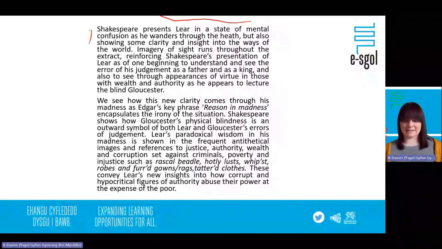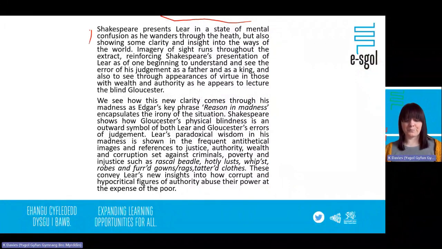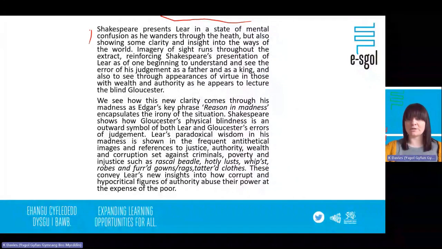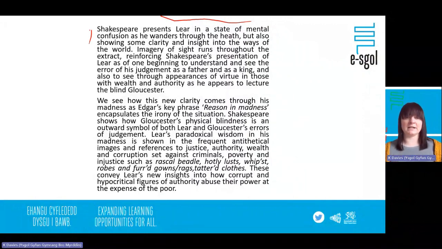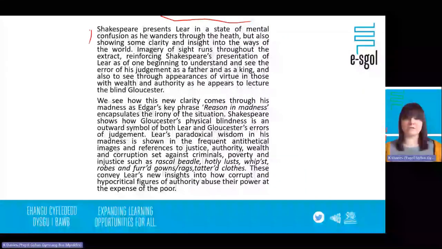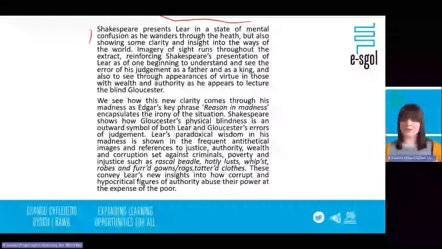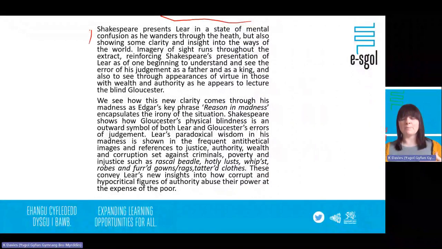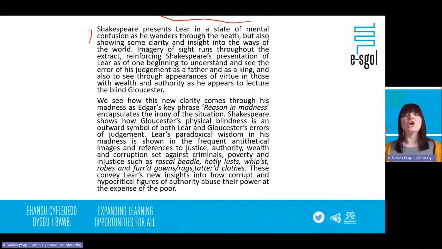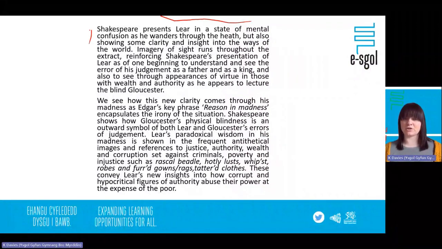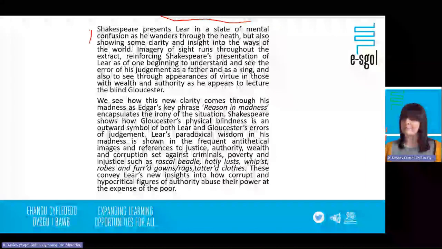You've also got towards the end here the use of the short, precise, specific textual support. So towards the bottom here, in the second paragraph towards the end, you've got use of rascal, beadle, hotly lust, it's in italics here, whips, robes, furred gowns, rags and tattered clothes. So you've got these very short, very specific, but what you're looking at is appropriate textual support, confident textual support, okay? Being able to pick out the right quotations most definitely shows an examiner your understanding, okay?